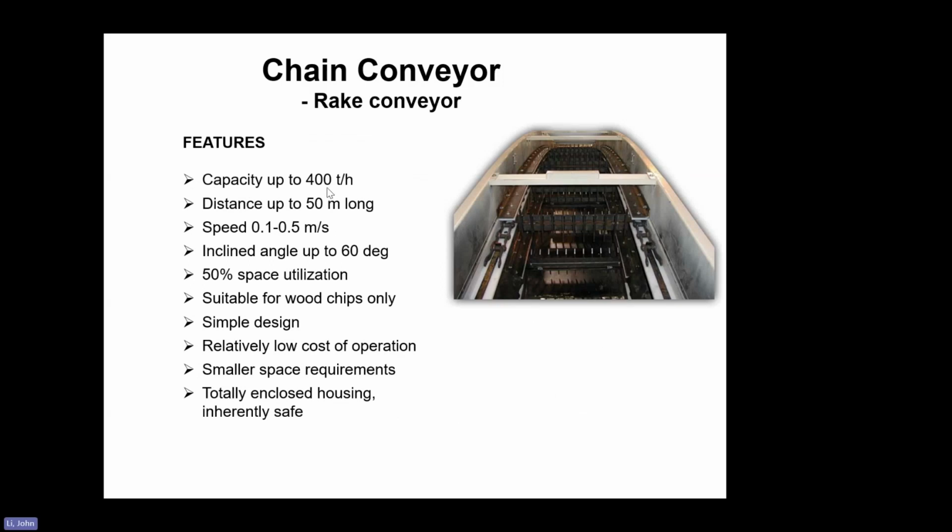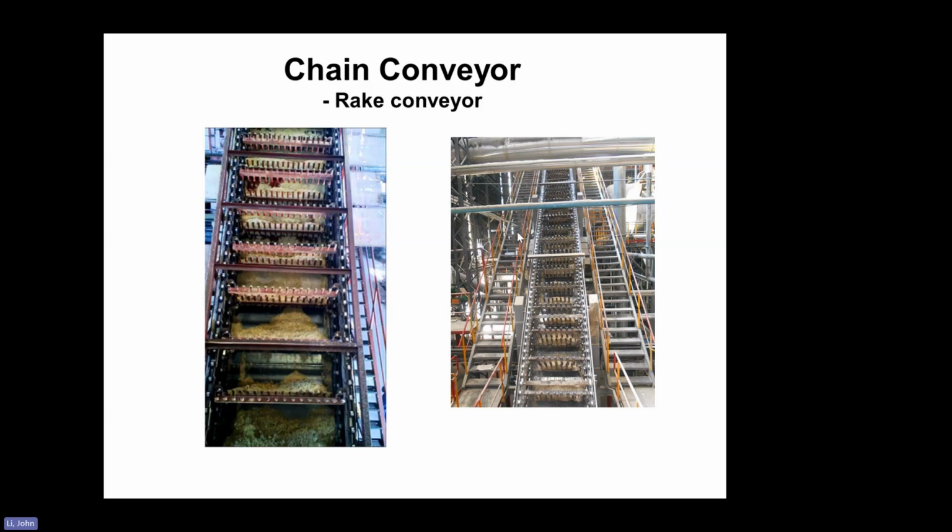Features: the capacity is also relatively small, up to 400 tons per hour. Distance is also small, up to 50 meters long. Speed is quite slow, 0.1 to 0.5 meters per second. Incline angle up to 60 degrees, and 50% space utilized. Suitable for wood chips only. And the simple design, relatively low cost of operation, smaller space requirement, and a totally enclosed housing. This picture shows it in operation, processing wood chips at an incline angle.